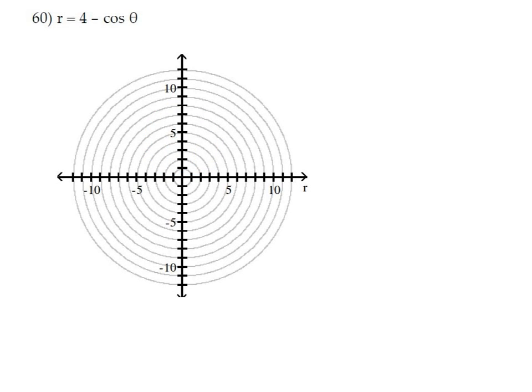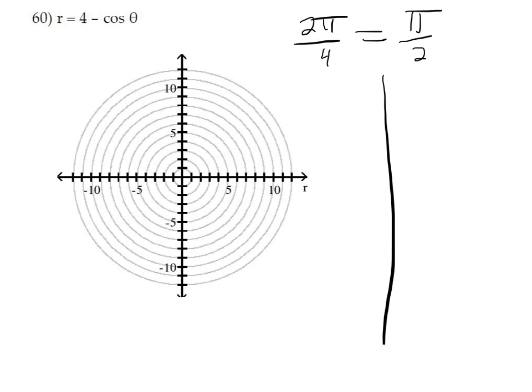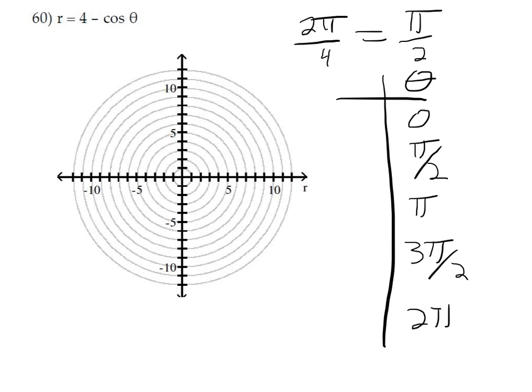Graph r equals 4 minus cosine theta. We will start with the period of cosine theta, that is 2 pi. We'll divide this into 4 to get the key points, spacing, and that's pi halves. So on our theta, we want to go by 0 and then pi halves, and increase by pi halves to pi, and then to 3 pi halves, and then 2 pi. This will give us the easiest points for graphing.